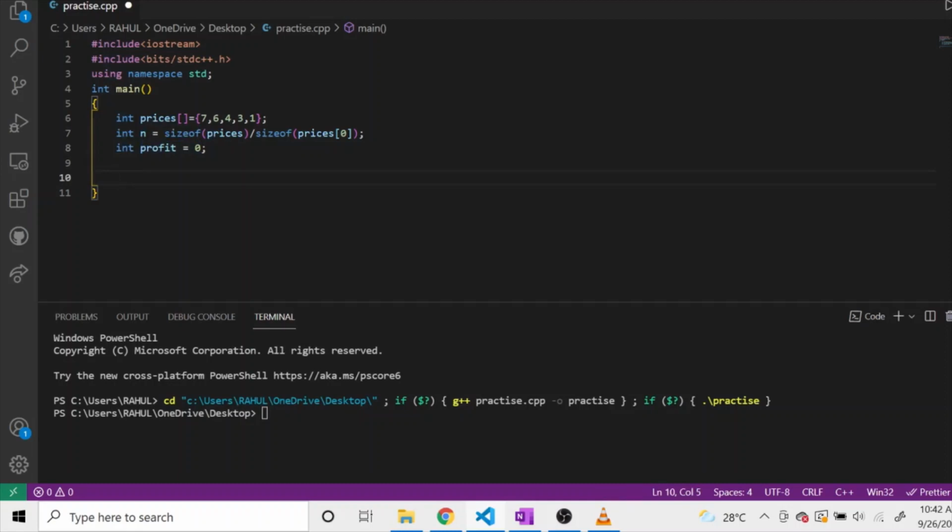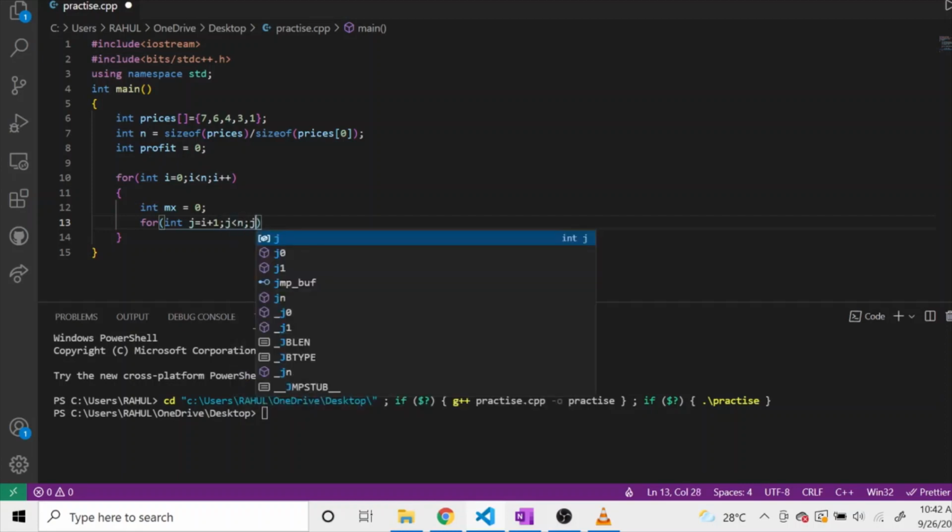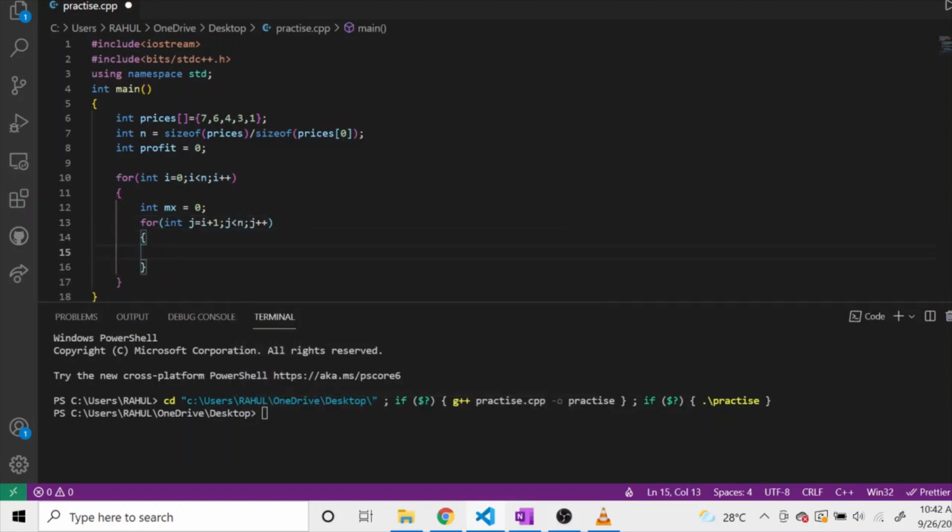Okay, so now we will start running a loop: int i equals 0, i less than n, i plus plus. Now for each day we have to calculate a maximum value. That is why we are declaring the variable max, mx, and now we will run another loop, as I said, int j equals, which will run from i plus 1, j less than n, j plus plus. And for each j we will compare if array of j is greater than array of i.